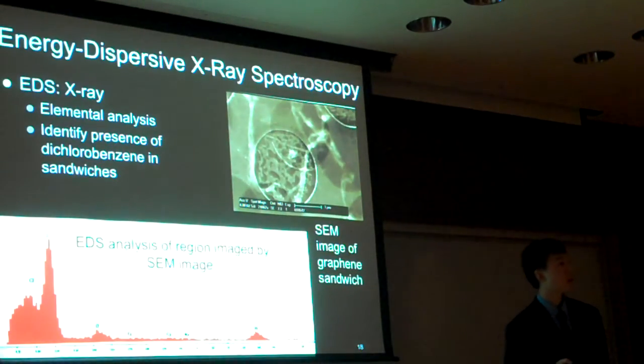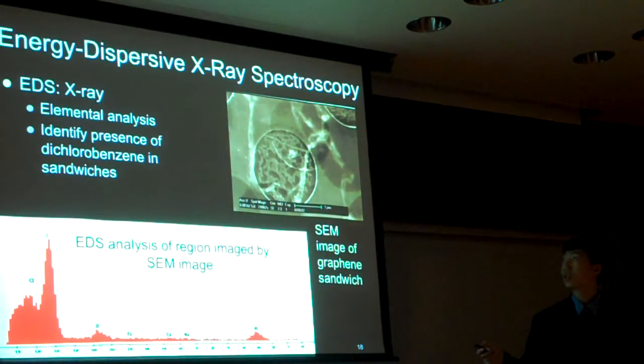Now that we've created the sandwich, we're going to use EDS, or energy dispersive X-ray spectroscopy, to identify what we have. The EDS is part of the SEM. First we look at our graphene sandwiches in the SEM to find a region of interest, which in this case would be this region, because of all these strange looking things that look sort of like pockets of something.